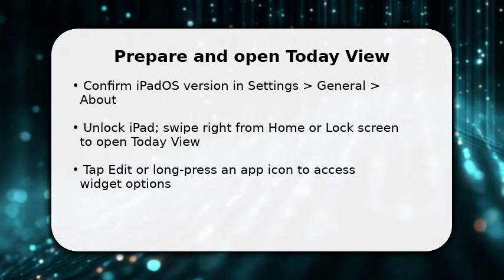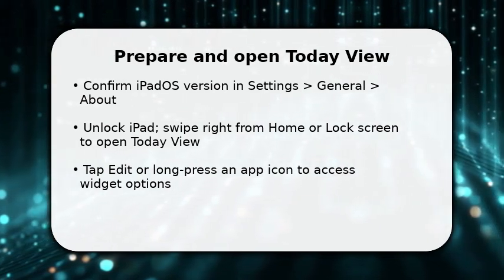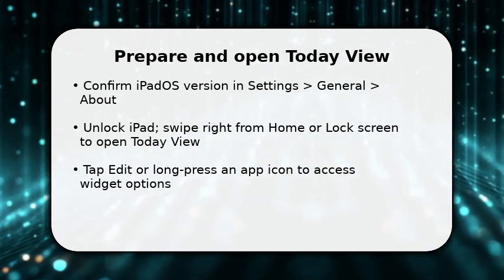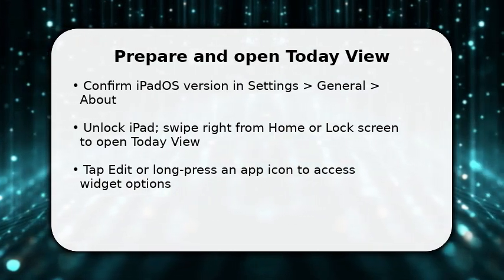Make sure to tap Edit at the bottom or long press an app icon on the home screen to bring up the widget gallery. This gives you the available sizes and app widgets to add. You'll want this view open before continuing to place and size widgets precisely.